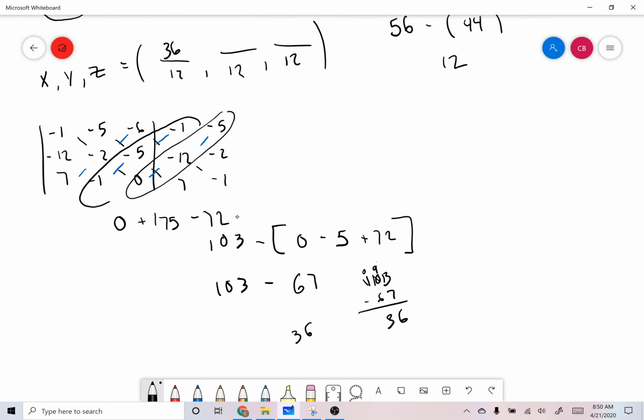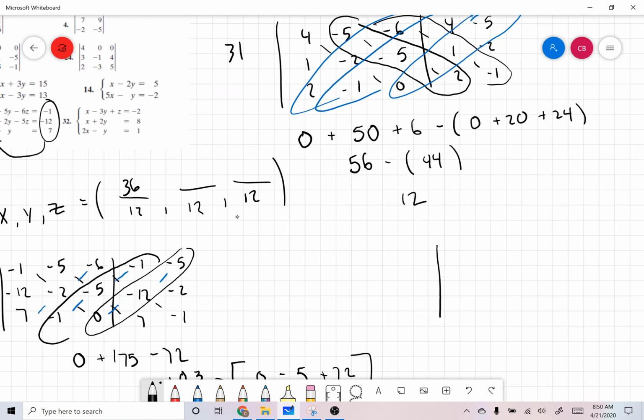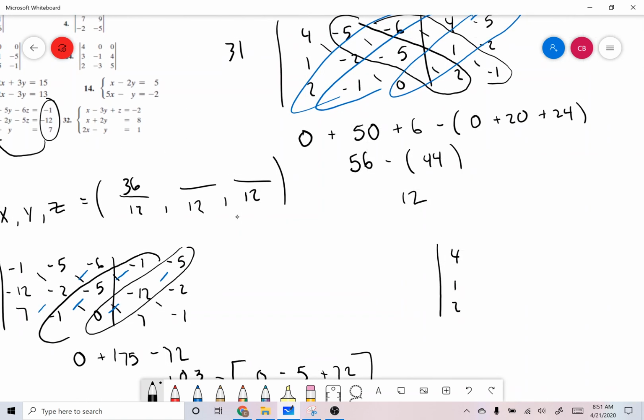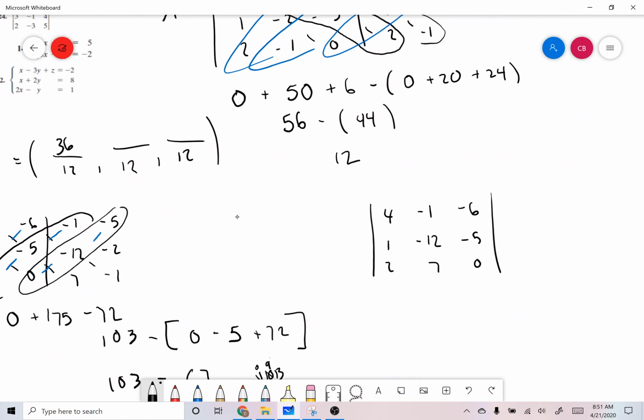Now we're going to do y. So we're going to plug those same values, negative 1. Sorry, not those into that column. We're going to plug them into the middle column. So you have 4, 1, 2, negative 1, negative 12, and 7. And negative 6, negative 5, 0. Okay, so we're going to go ahead and multiply this way. That's going to be 5, 10, plus 10, minus 42 is negative 32.